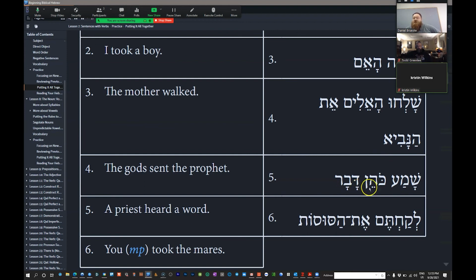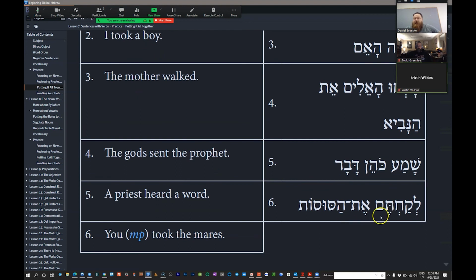English, what do you want first? I want a subject, so we go with kohen, a priest. What do you want after the subject? I want the verb, heard, a priest heard. And then it will take the object, a priest heard a word. Finally, number 6, we've got lechachtem et hasusot.